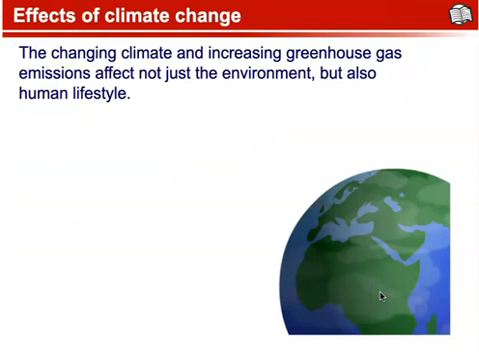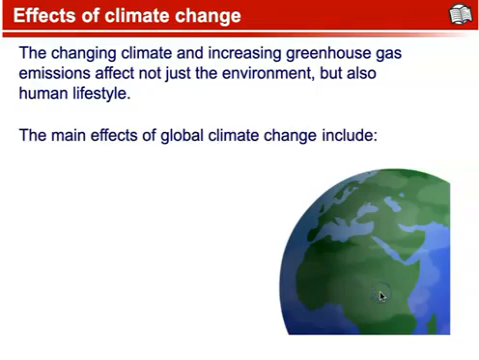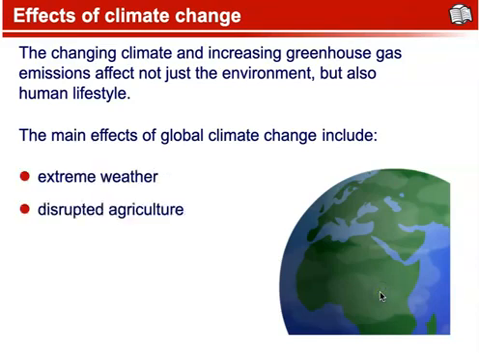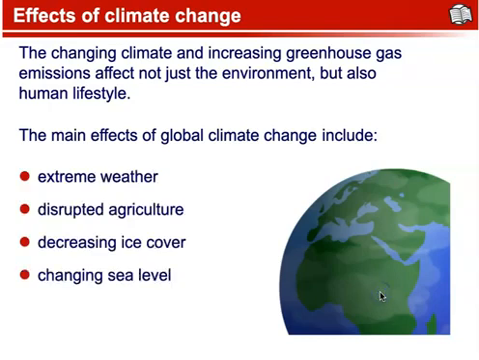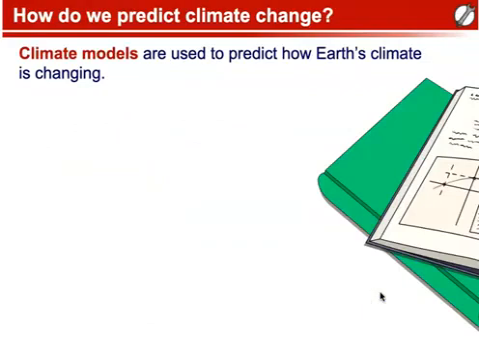Effects of climate change. The changing climate and increasing greenhouse gas emissions affect not just the environment, but also human lifestyles. The main effects of global climate change include extreme weather, disrupted agriculture, decreasing ice cover, changing sea level, and spreading disease. How do we predict climate change?